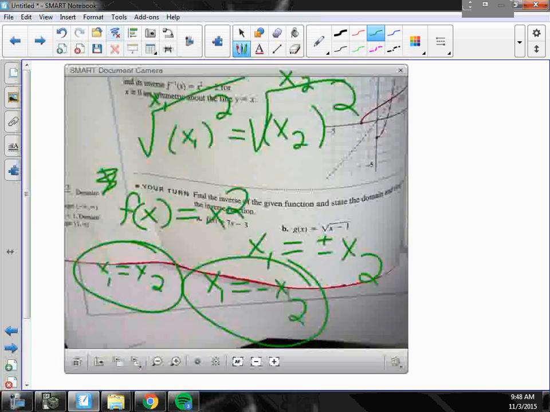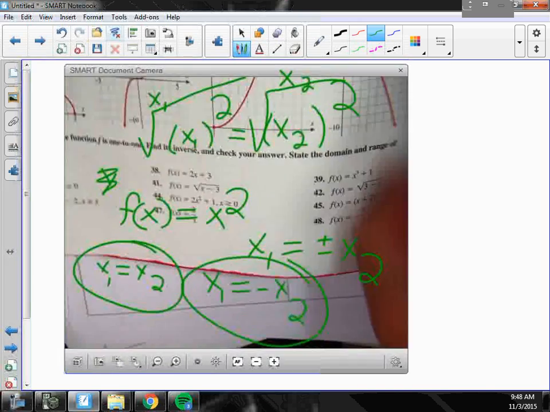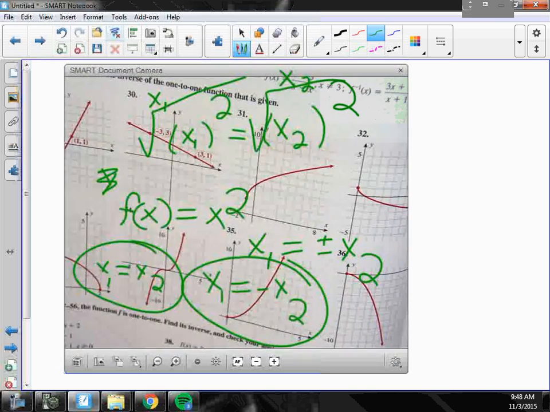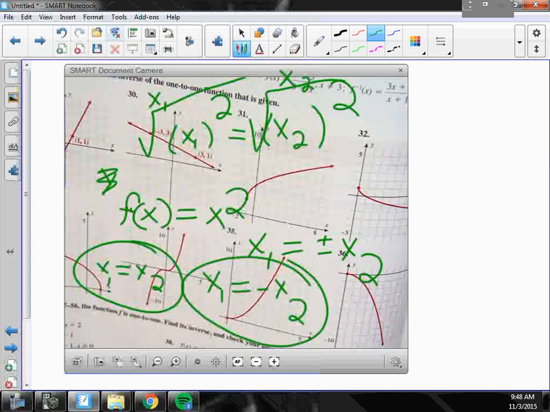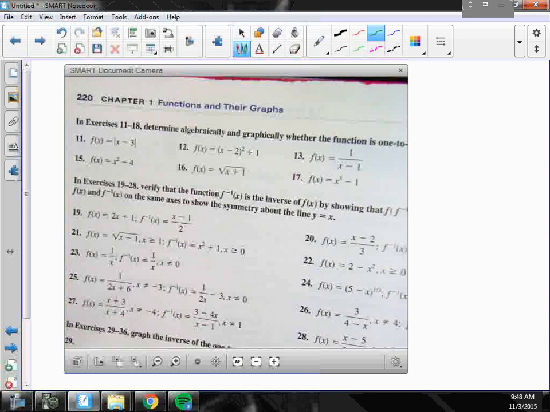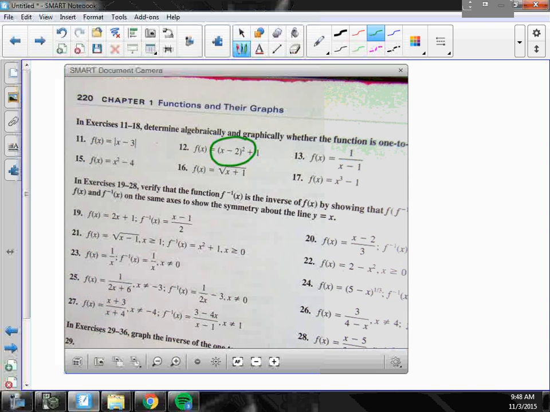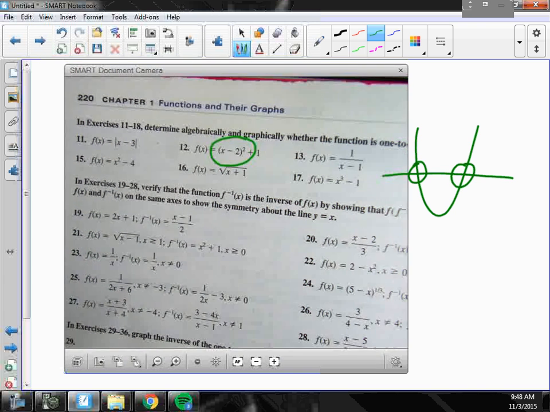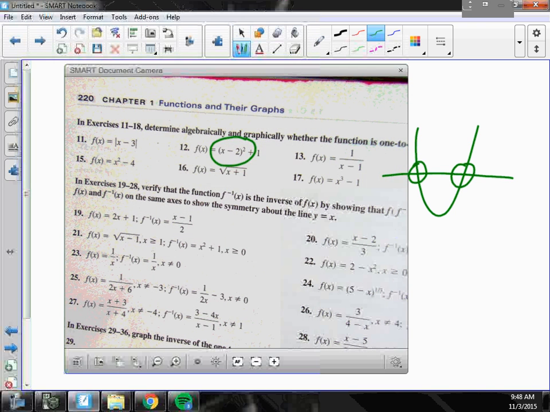If I go back to page 220, if you know the shapes of these graphs, then you can algebraically say, oh, wait a minute, this is going to give me a plus or minus. So algebraically, it's not 1 to 1. But you would have to graph it and say, oh, it fails the horizontal line test there, and then point out what it is in the equation that makes it not 1 to 1.